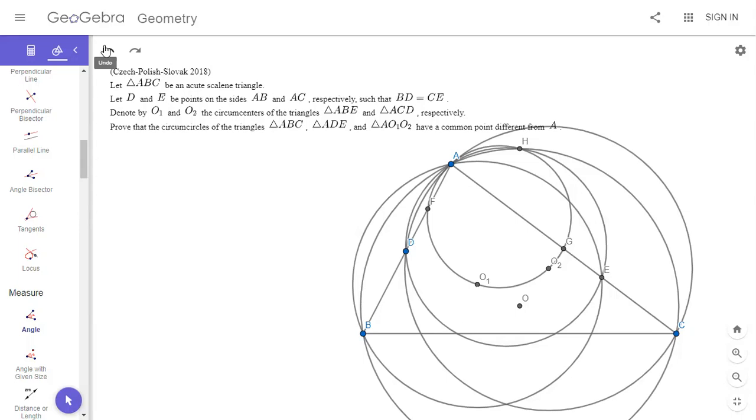Actually, AOO1 looks similar to BEC. I think that's an angle chase. AOO1 is similar to BEC. Yeah. Hmm. And yeah, similarity proves that OO1 equals OO2. Okay. So I'm just trying to think about this.